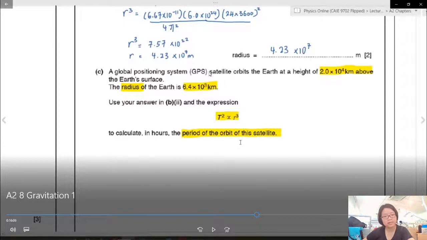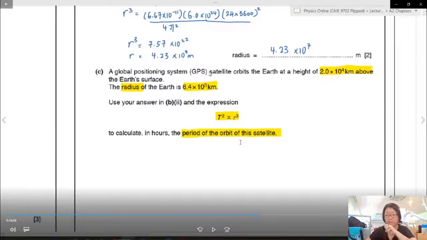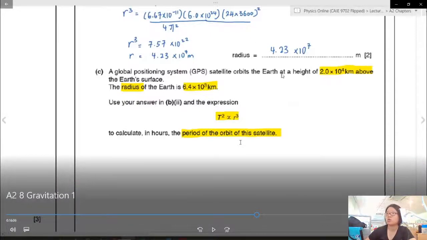So the GPS satellite is not a geostationary satellite. It's a type where you can adjust the orbit. Okay. So it orbits the Earth at a height this much above the Earth's surface. You're given the radius, and use this answer and this expression to calculate the period of the orbit.